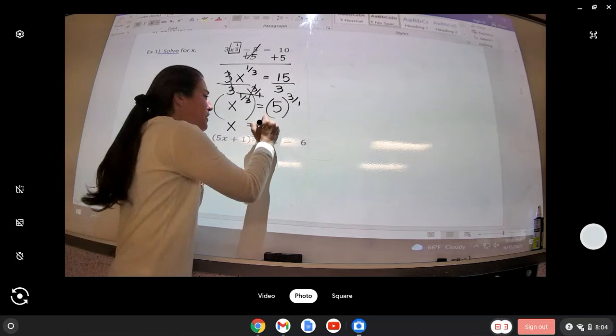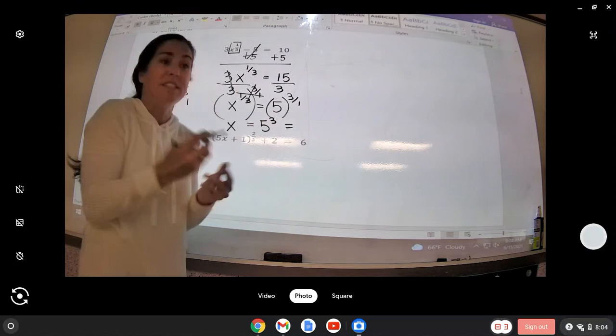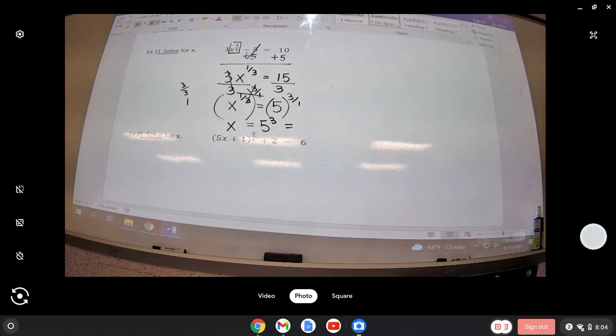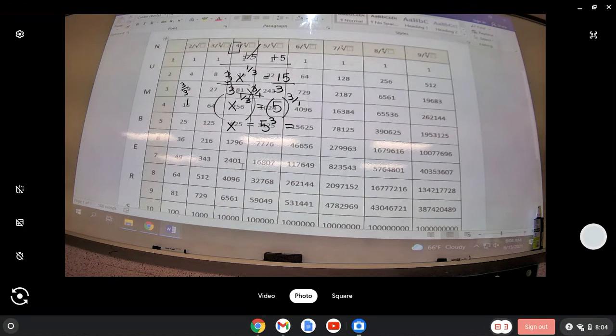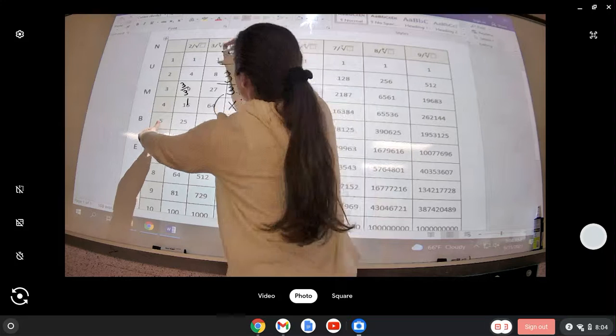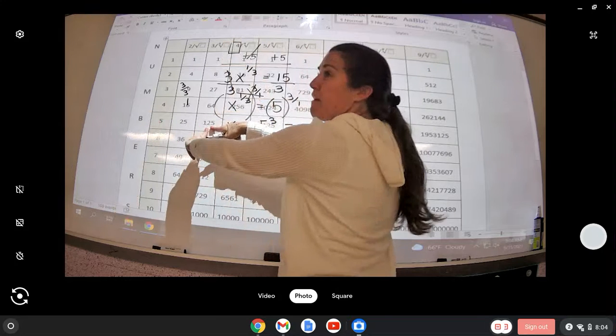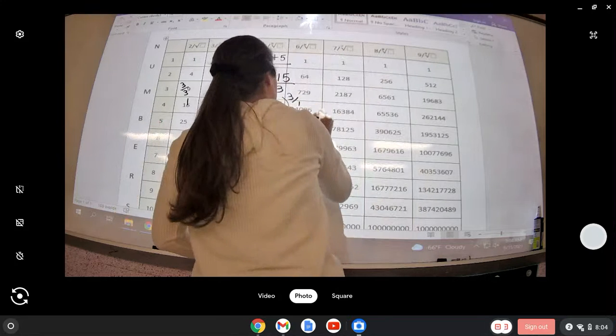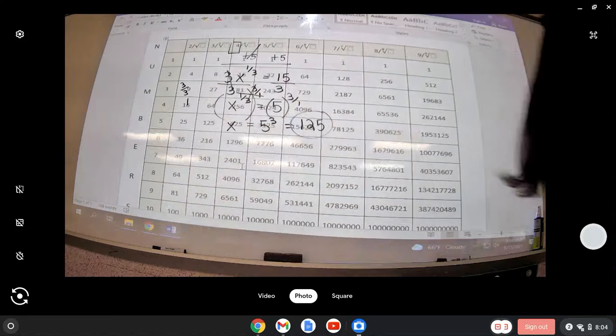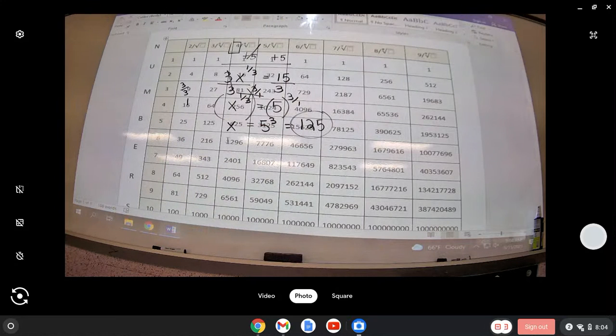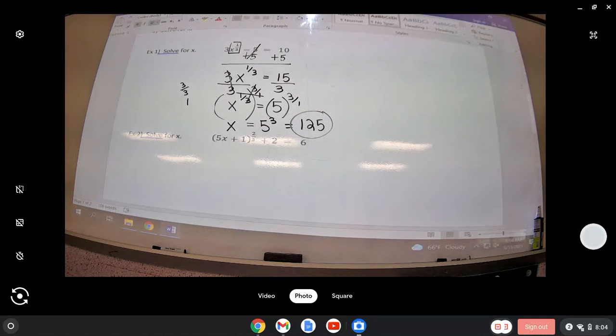3/1 is 3. It's really 5 to the 3rd, which is, if you have your chart handy or your calculator, what's 5 to the 3rd power? What's 5 times itself 3 times? 5 to a power of 3, it's 125. And you're done. X needs to be 125 to make this equation true.